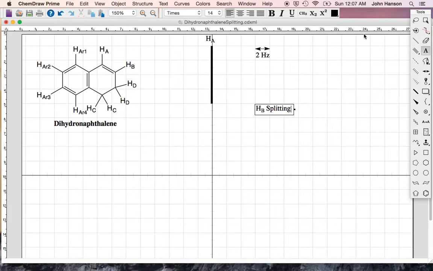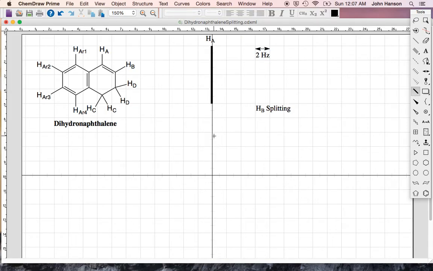Okay, and what I'm going to do is split it into 2 peaks. Now, if the coupling constant is 10 hertz, that means the 2 peaks will be 10 hertz apart, which means I need to go 5 hertz one way and 5 hertz the other way. On my graph paper, I've decided that each of these little blocks is worth 2 hertz, so I'll know how far to go over.